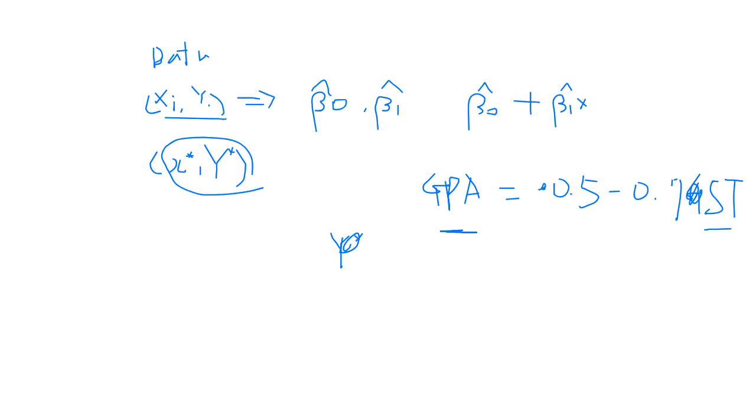And here the issue is that this y star minus the predicted response based on the new observations is our interest, because this shows the accuracy of the prediction. If this has a very large variance, it means the prediction would be very poor. If this has a small variance, then its prediction is very accurate.